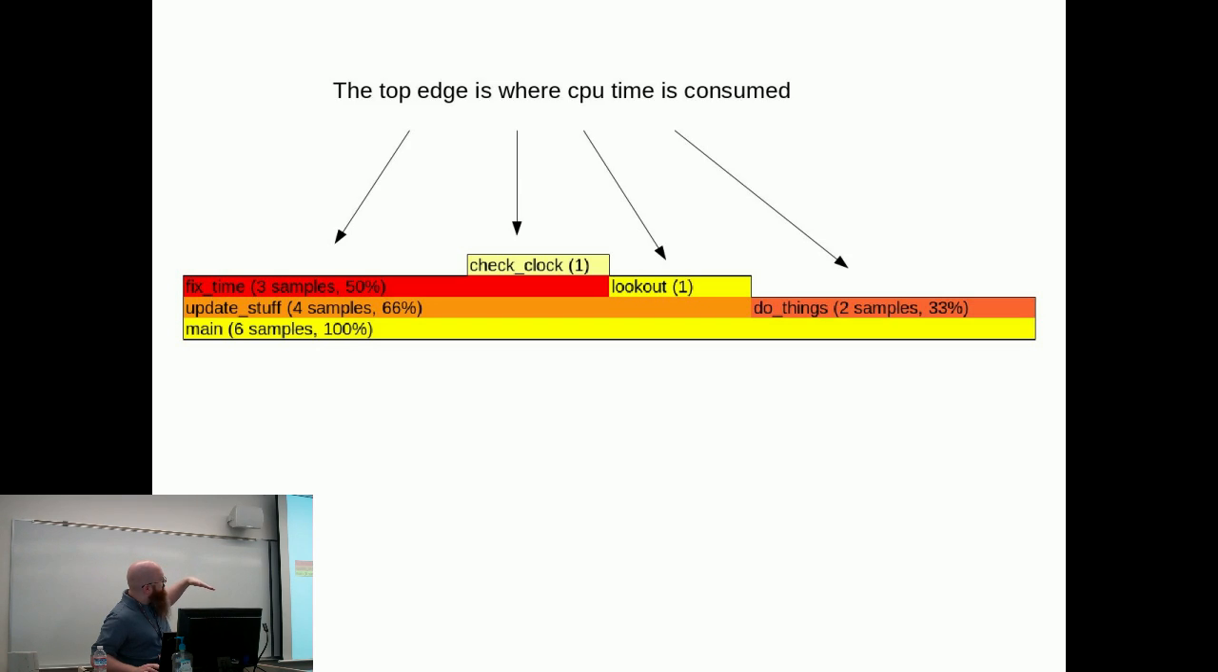It's essentially the top edge is where CPU time is consumed, because everything else is the stack ancestry. It's what called what. So I would say the majority of CPU time here was on fixed time, although you could also say maybe it was do things because there's two samples there, but fixed time also called check clock, which is part of the fixed time function. So that's what was majorly on the CPU during this time. Basically, as you go further and further down the stack, you can see what's calling what.